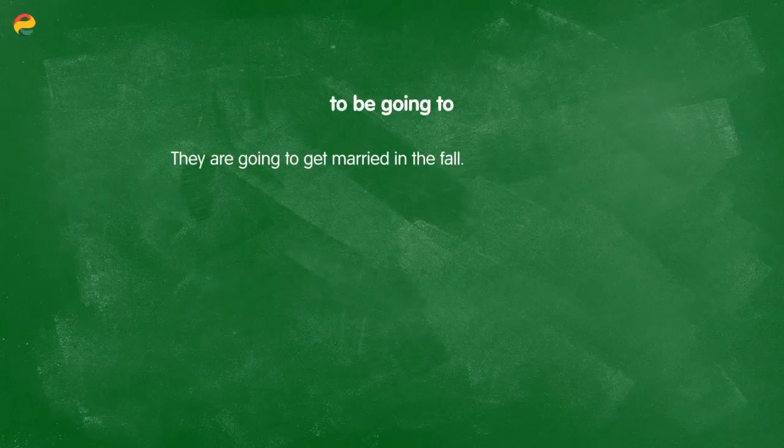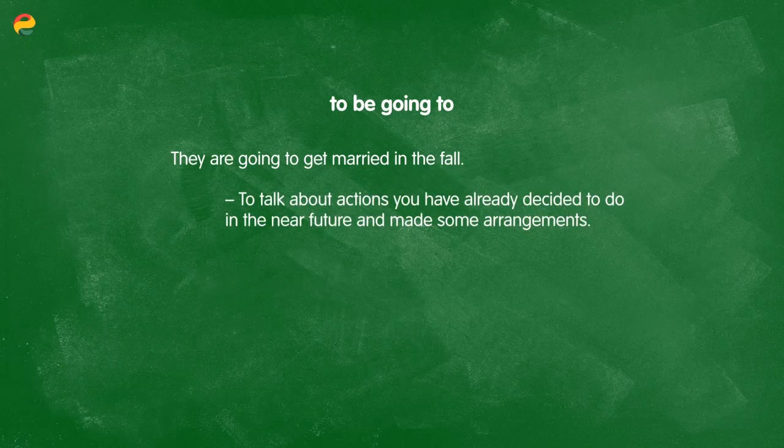Here, I have made a decision in the present to do something. I'm going to wash the windows. I'm going to the store. And here, even though my action will take place in the future, I can say going to express it. And finally, I can talk about arrangements. For example, they're going to get married in the fall. Here, both of these people have made an arrangement. They've planned to get married in the fall. And even though it's in the future, we can say they are going to do it without using will.